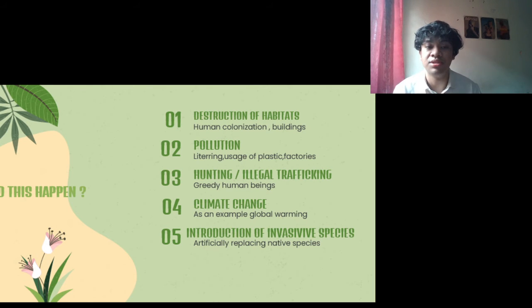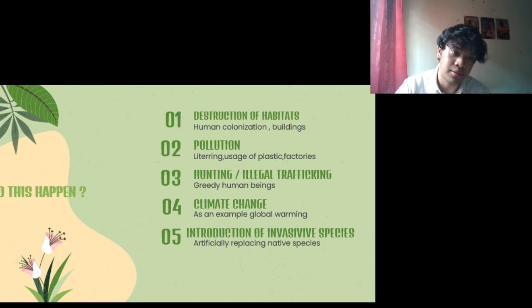The fifth one is the introduction of invasive species, like artificially replacing native species. Some scientists want to create even newer species, and they want to discover a form of breeding into other species, creating an unnatural side effect on this ecosystem. And sometimes the original natural species would run away and even die due to this type of invasive species.